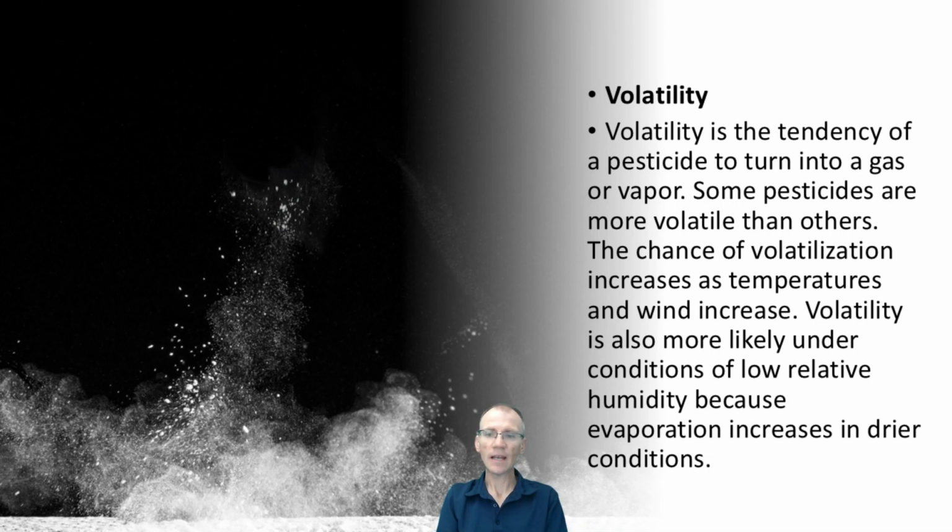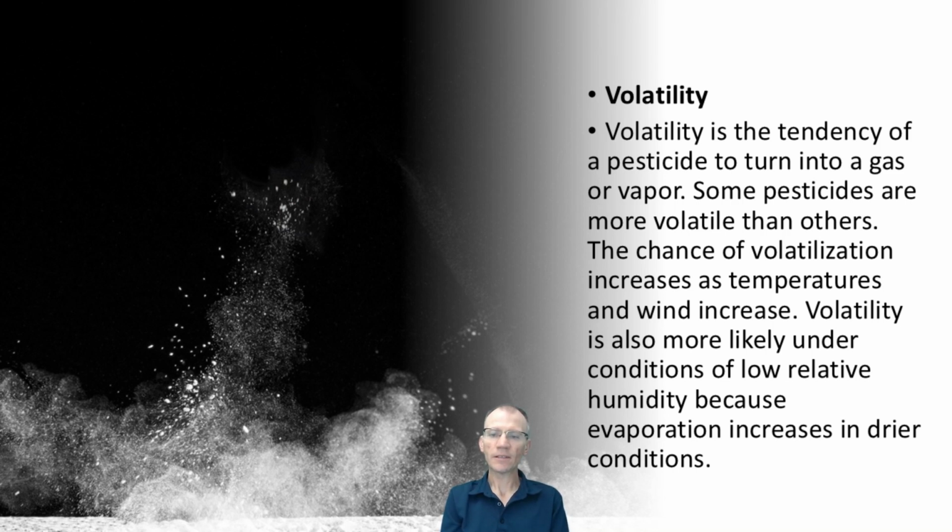Volatility is the tendency of a pesticide to turn into a gas or vapor. Some pesticides are more volatile than others. The chance of volatilization increases as temperatures and wind increase. Volatility is also more likely under conditions of low relative humidity because evaporation increases in drier conditions. What we're saying here is, with volatility, and you definitely want to understand this for core exam questions, some pesticides are always going to be more volatile than others.